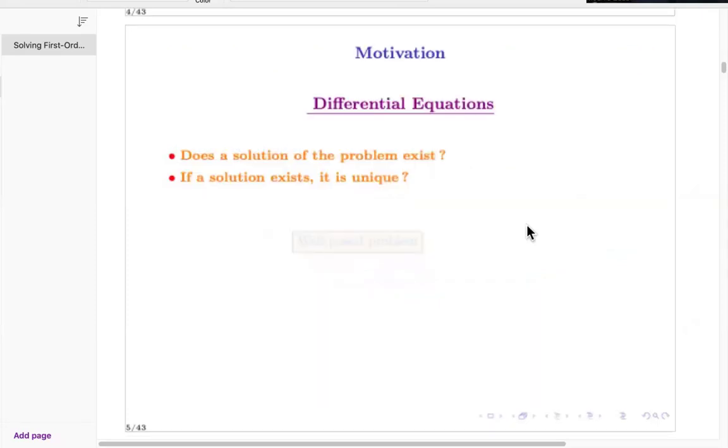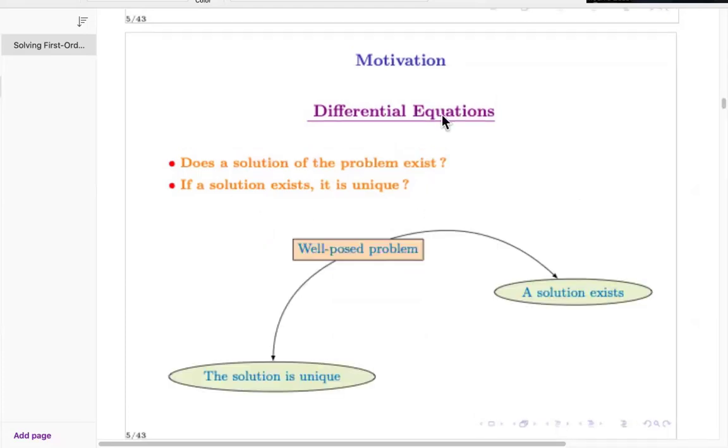Before we start solving differential equations, we need to ask two fundamental questions. Does a solution of the problem exist? If a solution exists, is it unique? These questions are important because not all mathematical problems have solutions, and sometimes there may be multiple solutions. A well-posed problem in differential equations must satisfy two key conditions. A solution must exist. The solution must be unique.